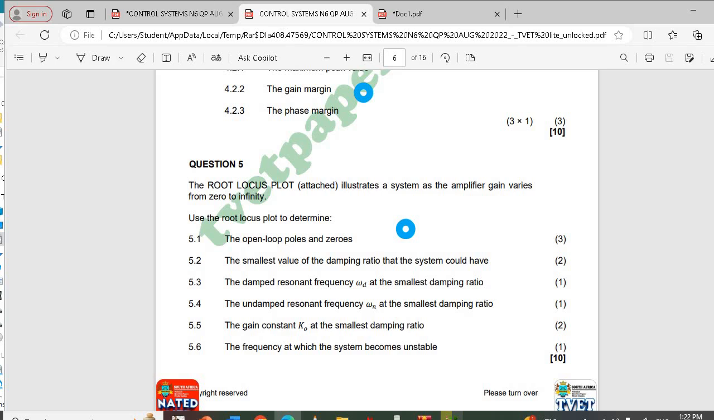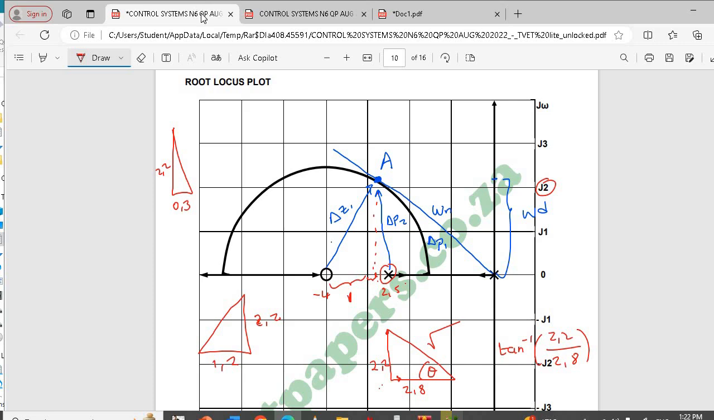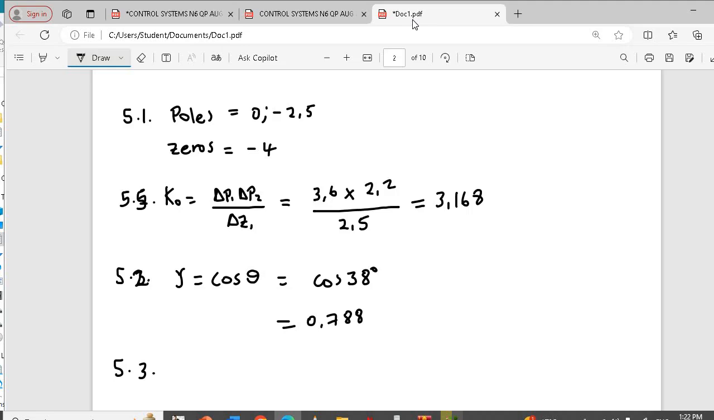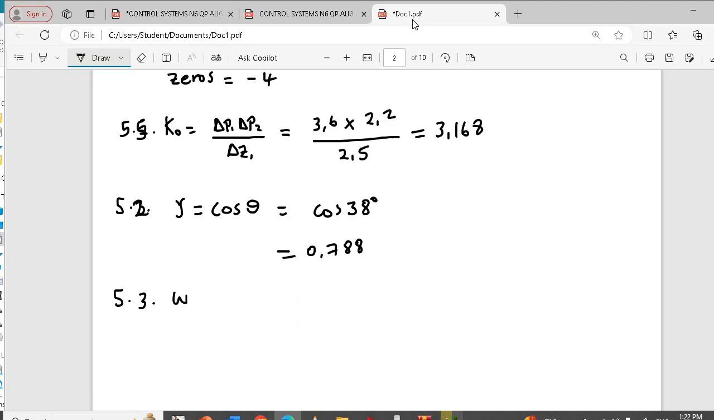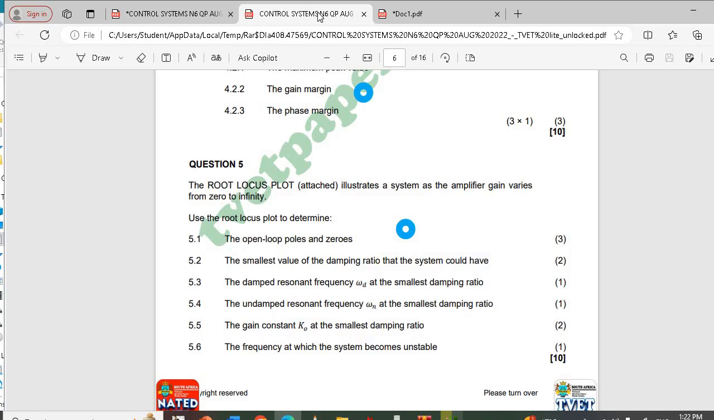See, now we can move to the next question, number 3, where they want the frequencies now. They want the WD, then the next one they want WN. We know WD is the vertical, we already did it on our triangles, it's 2,2, right? WN will be the same as delta P1, because it's from 0, P1 is at 0. So we have WD at 2,2 rad per second. We have WN at 3,6, if you remember here, rad per second. Then 5.5 we did it, it's K0.